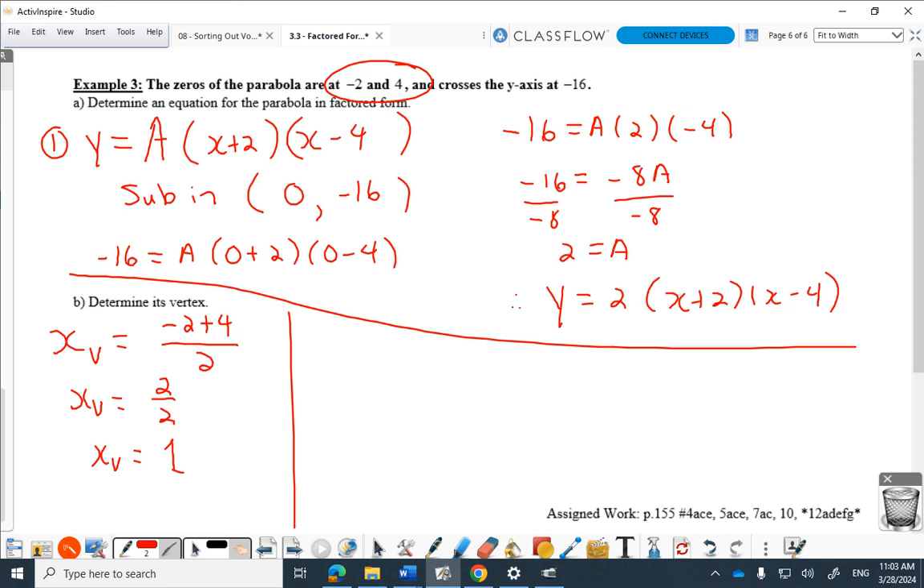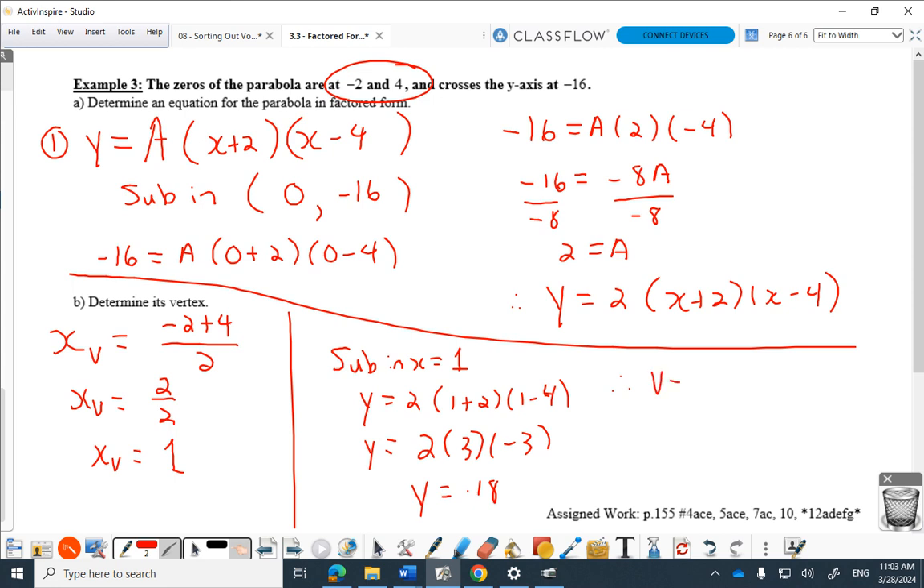Now, if you're going to chomp into this thing, how do I get the y value of the vertex now that I've got the x value? Just sub it in. Getting y values from x values, at some point that's got to be easy. Like, oh, where's the y equals? You look around the page and go, somewhere y equals. Sub in x equals 1, y equals 2 times (1 plus 2) times (1 minus 4). Looks like a big mess. It's not really a big problem. 2 times 3 times negative 3, y equals negative 18.